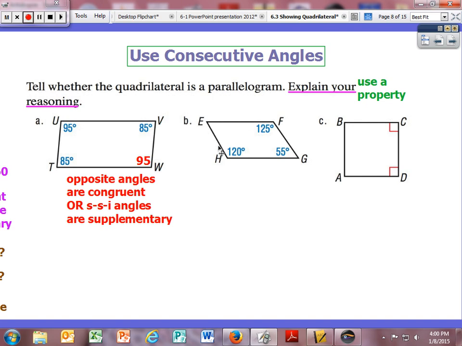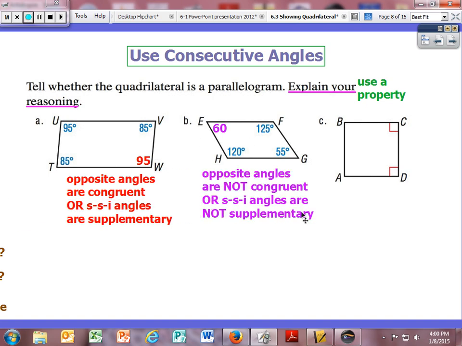Let's do the same thing over here for part B. Let's find that missing angle by subtracting those three from 360. You're going to end up with a 60-degree angle there. Notice they're all different. So since the opposite angles are not congruent, or you could say the same side interior angles are not supplementary, again, we are not going to have a parallelogram for part B.